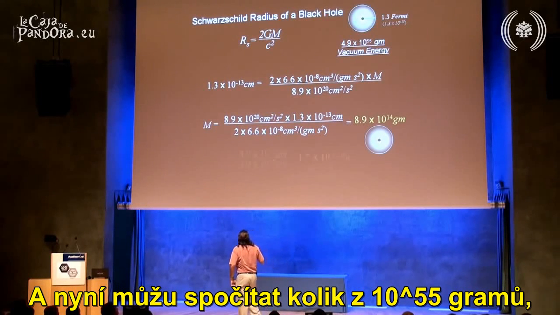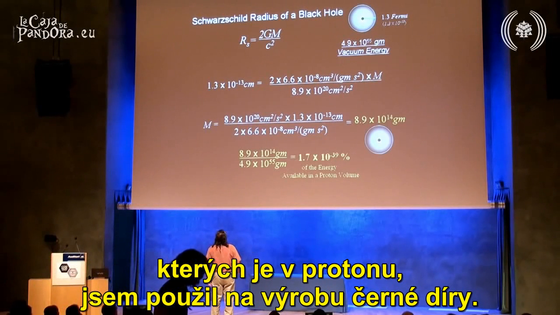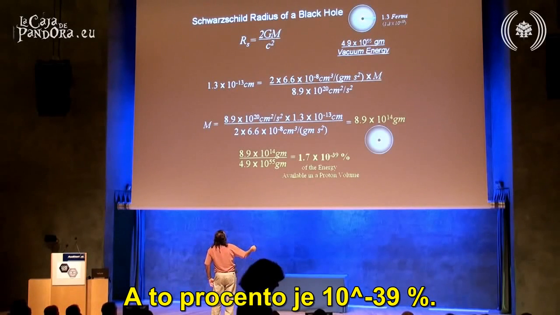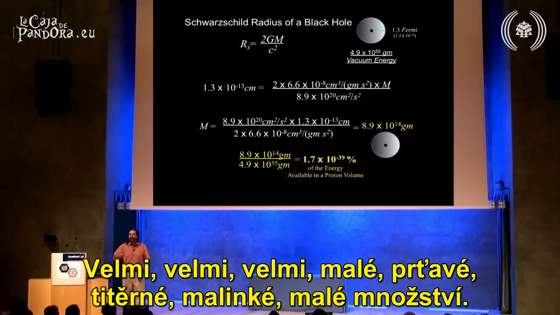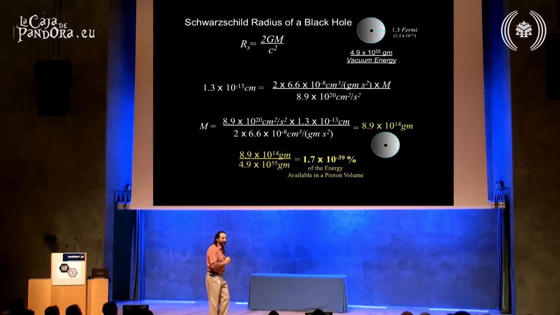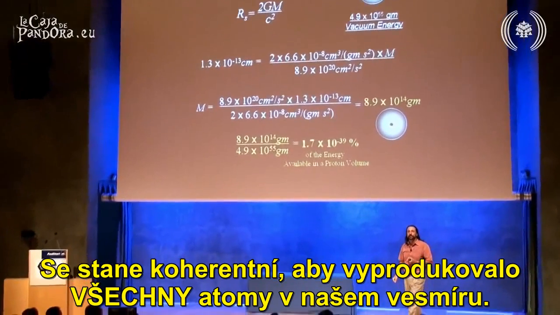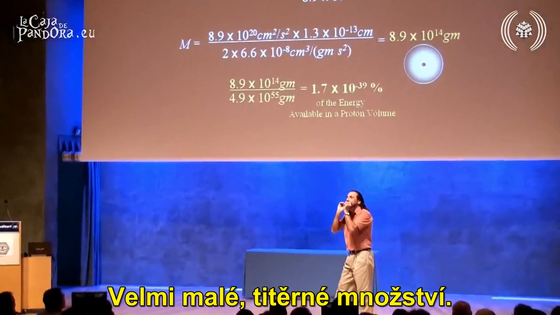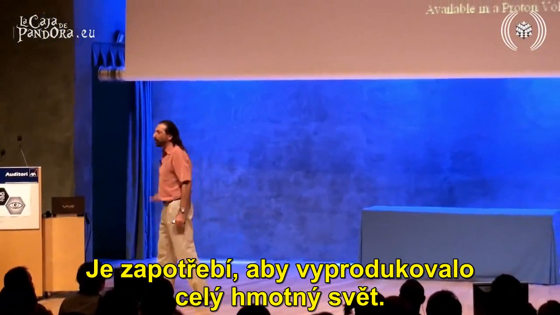And now I can calculate how much of the 10 to the 55th grams inside the proton I used to make it a black hole. The percentage is 10 to the minus 39%. A very, very teeny weeny little amount of the vacuum becomes coherent to produce all of the atoms in our universe. Very teeny weeny amount to produce all of the material world.